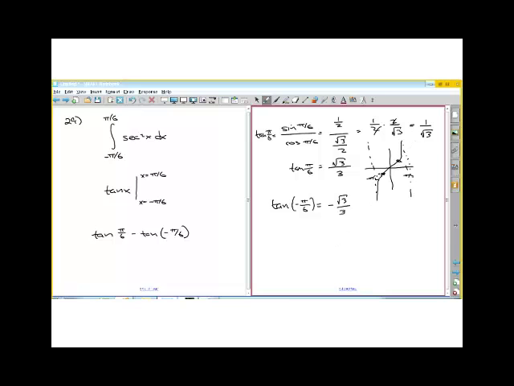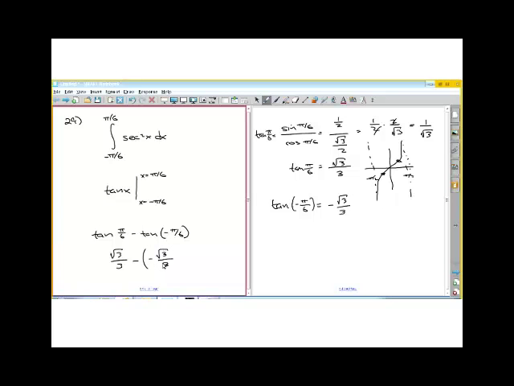Because that's the y value. The y value's the negative. Okay, so now we can go back over here. The tangent of pi over 6 is square root of 3 over 3, and we subtract the tangent of negative pi over 6, and you get negative square root of 3 over 3. Negative times the negative becomes a positive, so you get the square root of 3 over 3 plus the square root of 3 over 3, which means you have 2 times the square root of 3 over 3.